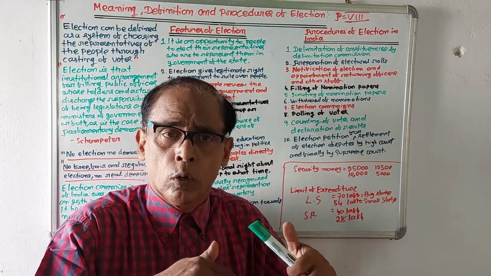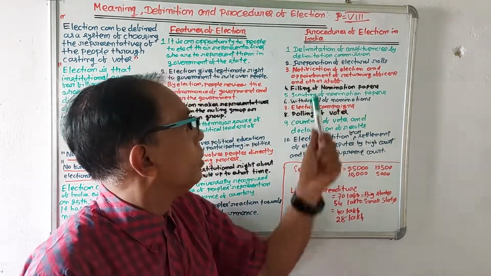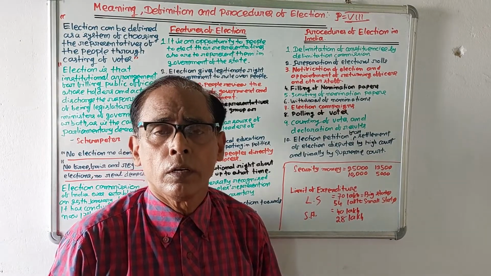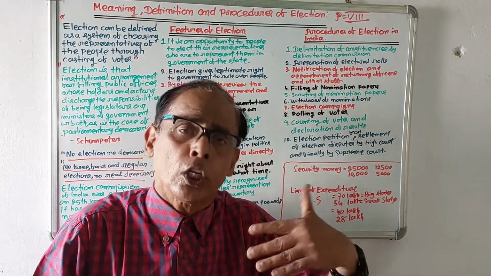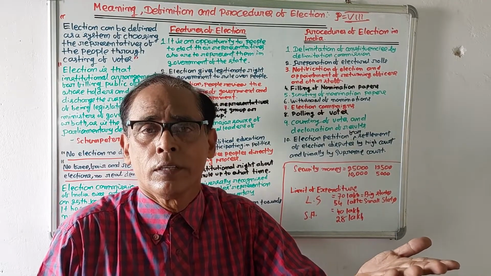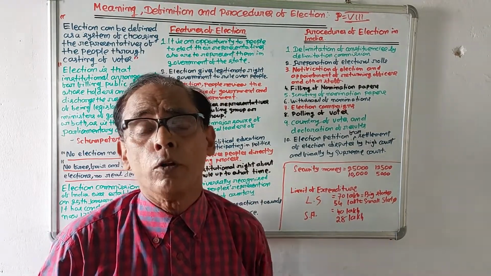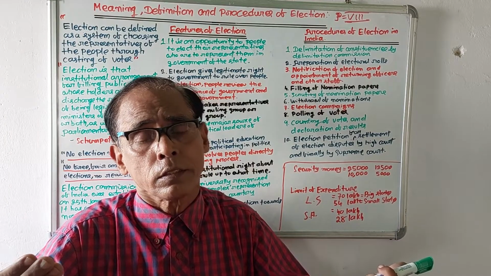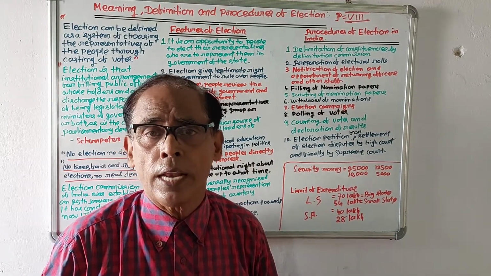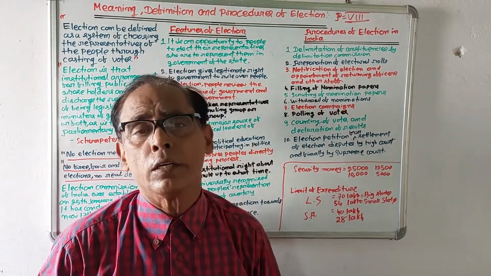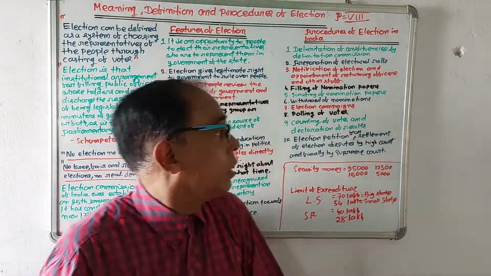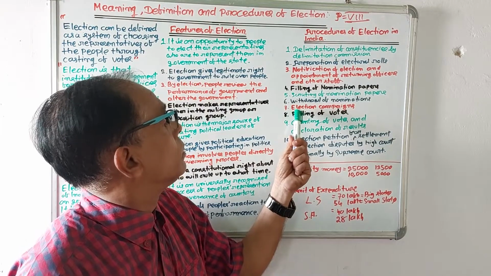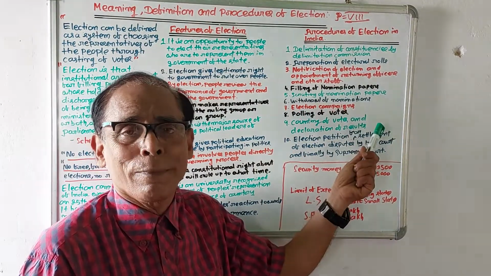After nomination, after scrutiny, a date will be given to contesting candidates to withdraw their nominations. So candidates can voluntarily withdraw their nominations from the election, and if they withdraw their nomination, the deposit money will be returned to them. Then the seventh one is election campaign.